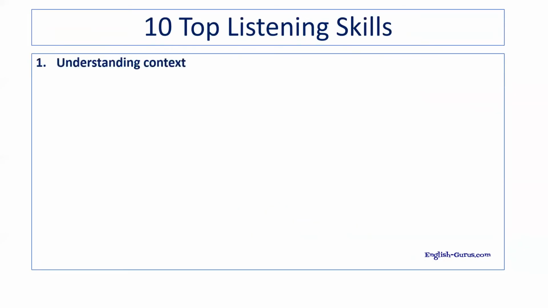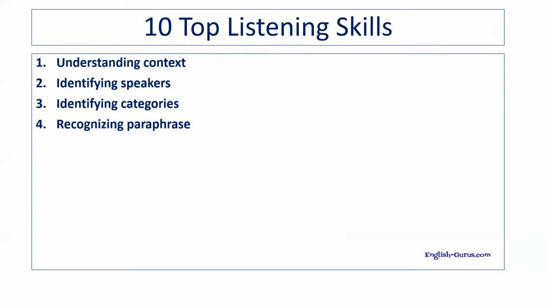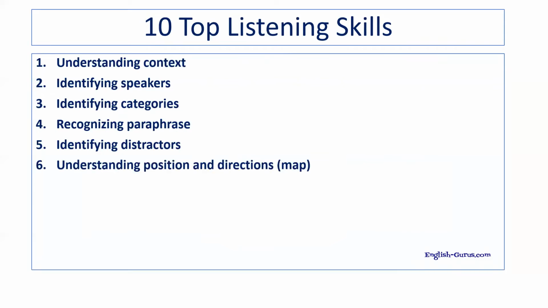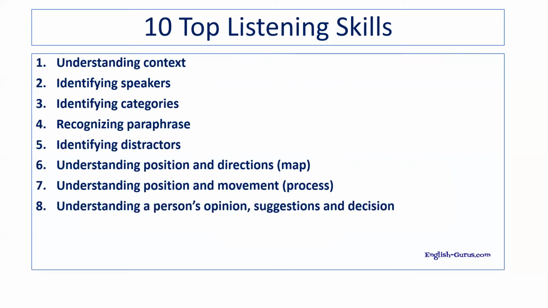Top 10 listening skills that you need: understanding contexts, identifying speakers, identifying categories, especially with a chart, recognizing paraphrase. That's when something is said in a different way, but the meaning is exactly the same. Identifying distractors. Distractors are answers that are wrong, but are supposed to distract you from the real answer. Understanding position, directions in a map, position and movement in a process.